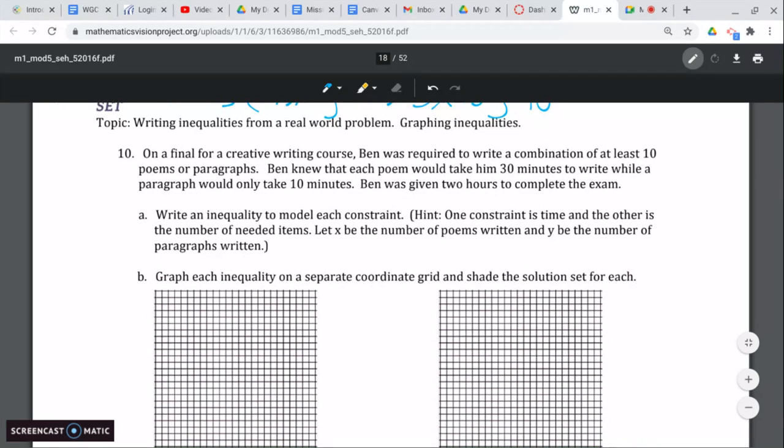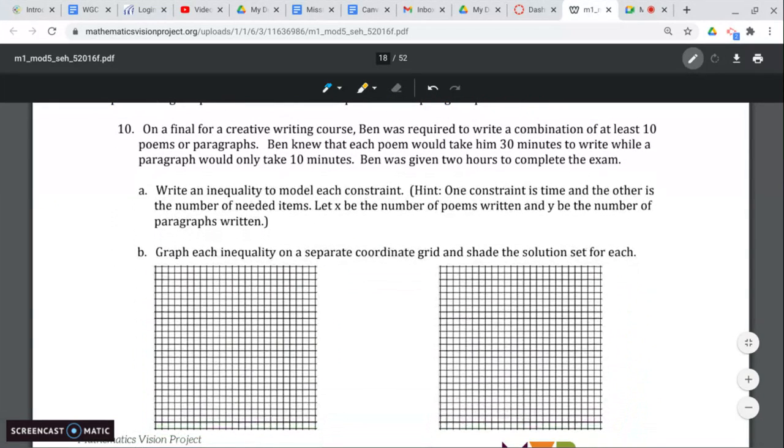Our next section. So writing inequalities from a real world problem. Graph the inequalities. On a final for a creative writing course, Ben was required to write a combination of at least 10 poems or paragraphs. Ben knew that each poem would take him 30 minutes to write, while a paragraph would only take 10 minutes. Ben was given 2 hours to complete the exam.